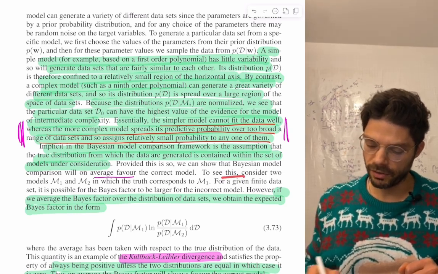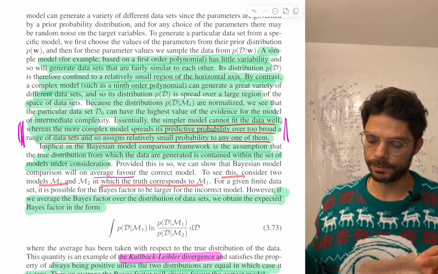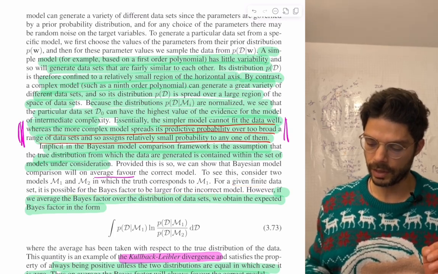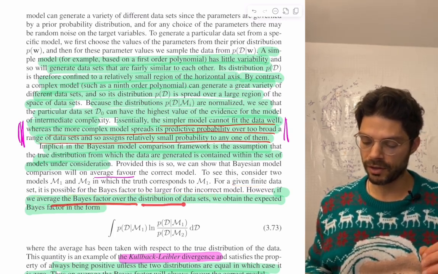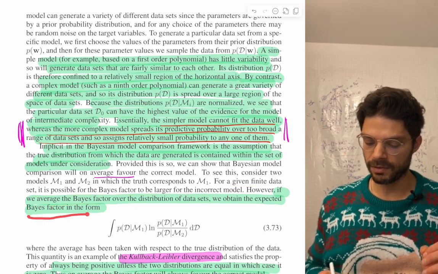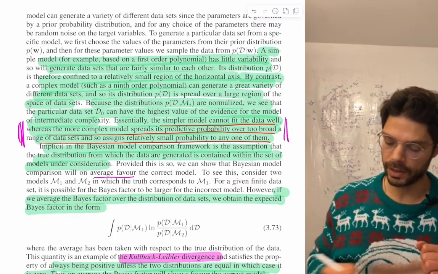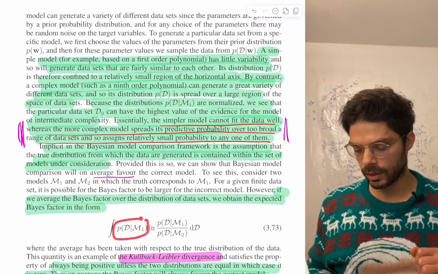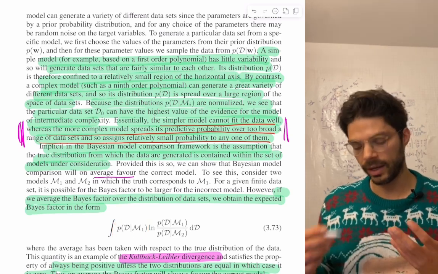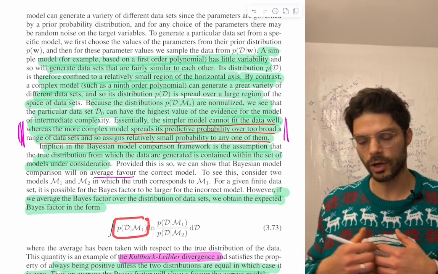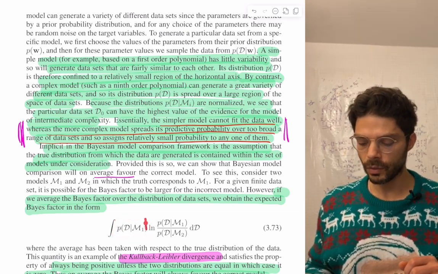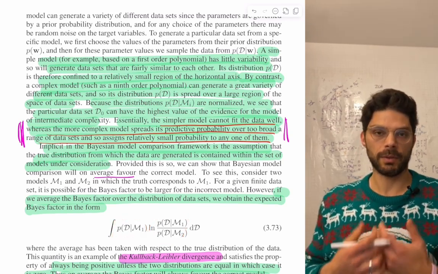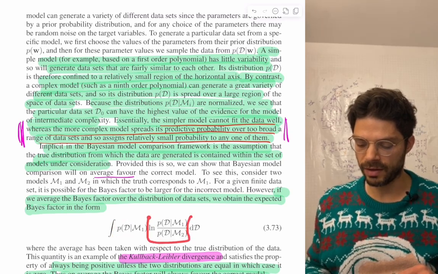So to see this, consider two models, M1 and M2, in which the truth corresponds to M1. For a given finite data set, it's possible for the Bayes factor to be larger for the incorrect model. However, if we average the Bayes factor over the distribution of data sets, then we obtain the expected Bayes factor in this form. So notice what's happening here: we're integrating over data, we're averaging, we're weighting data according to it being generated from the true model. So we're weighting this Bayes factor according to the probability of data coming from the model that we know to be accurate. And we're just saying, well, what is this Bayes factor on average for any other model?